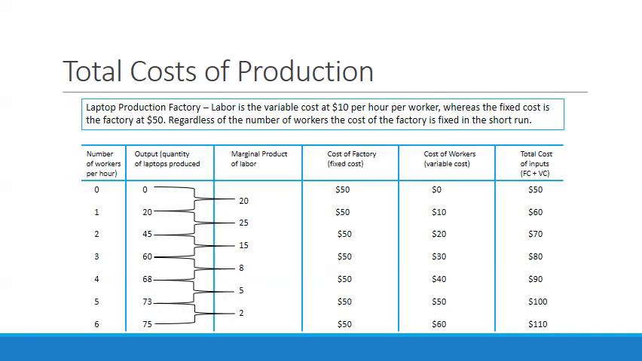Okay, so you'll see here this total cost of production. So laptop production factor. So we already said this labor is $10. That's the variable. The fixed is 50. So we have that. So then we go to here, and you'll notice, of course, we see the increase to 60, to 70, to 80, to 90, to 100, to 110. So as we add each additional worker, our total cost continues to increase.